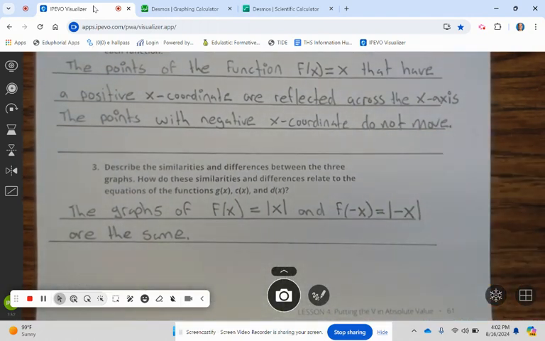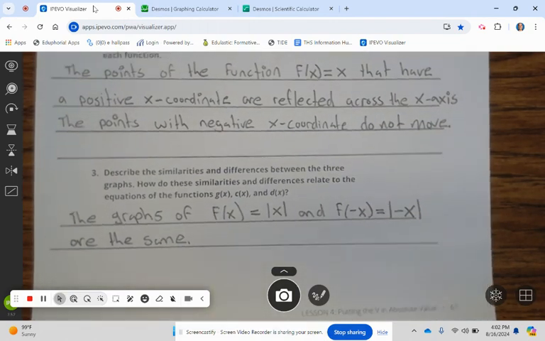Number 3, describe the similarities and differences between the 3 graphs. How do these similarities and differences relate to the equation of the functions g of x, c of x, and d of x? The graphs of f of x equals absolute value of x and f of negative x equals the absolute value of negative x are the same. All right, let's take a look at the next page.